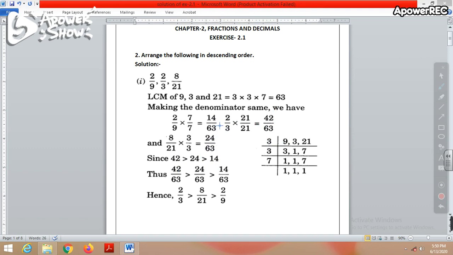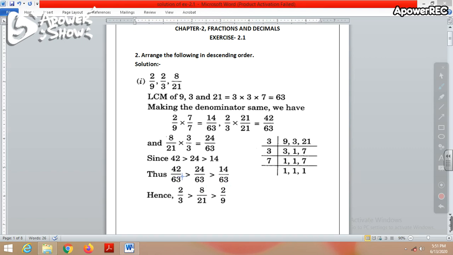So the numerator of this fraction is 14, the numerator of this fraction is 42 and the numerator of this fraction is 24, and out of these three numerators, 42 is the largest one, 14 is the smallest one. So 42 is greater than 24, greater than 14, and since 42 is greater than 24 which is greater than 14, so 42 by 63 is greater than 24 by 63 greater than 14 by 63.